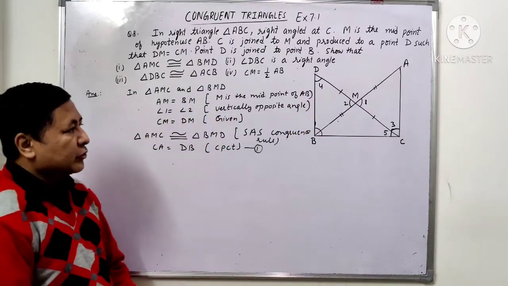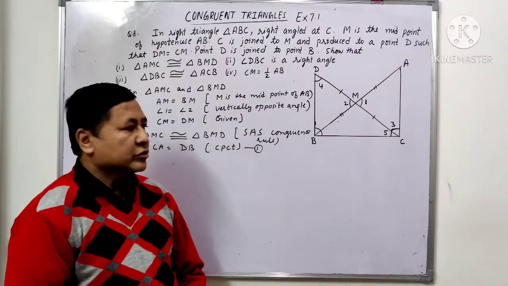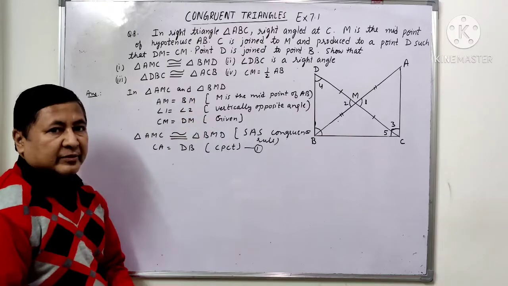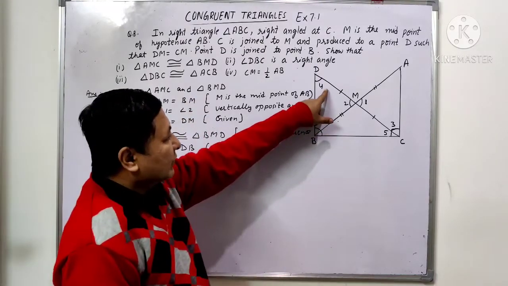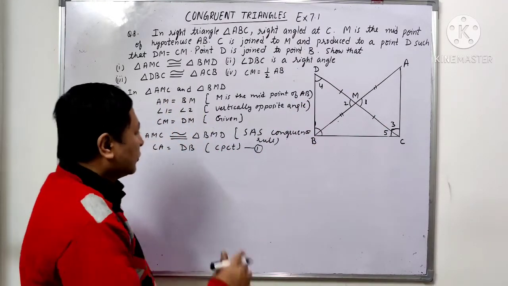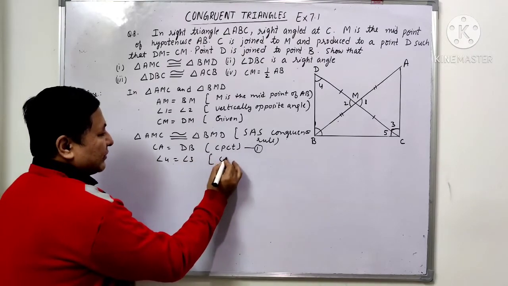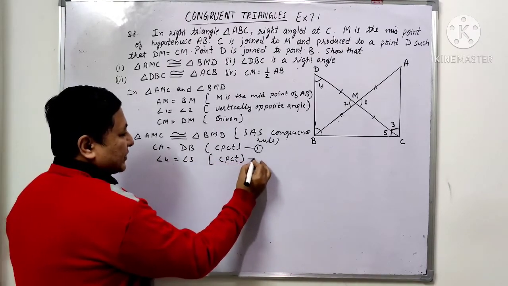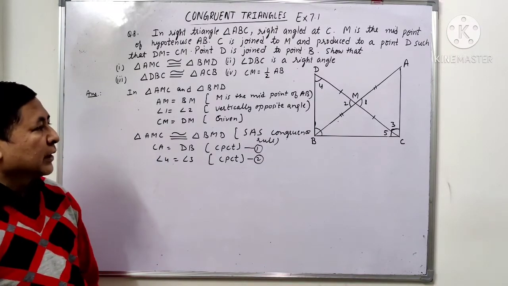Now see, there are a total of 6 parts in a triangle, and we use 3 parts for proving congruence, and the remaining 3 parts will be the corresponding parts. So this angle 4 and this angle 3 will be corresponding parts. So angle 4 will also be equal to angle 3, and the reason will again be CPCT, that is, corresponding parts of congruent triangles are equal.